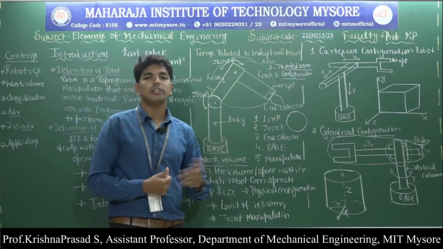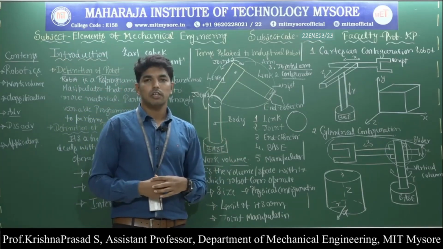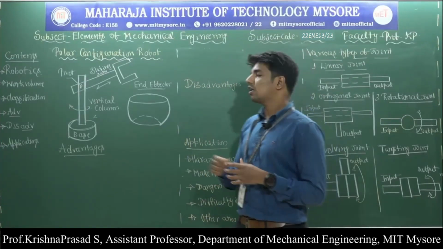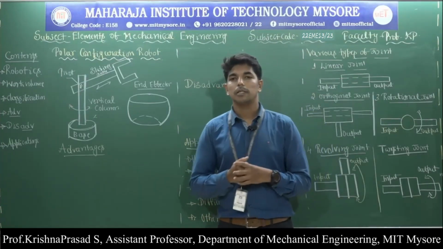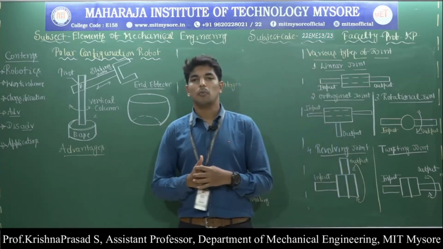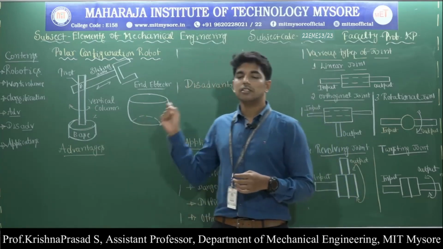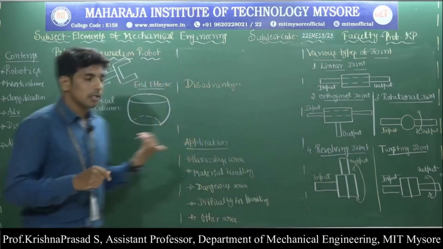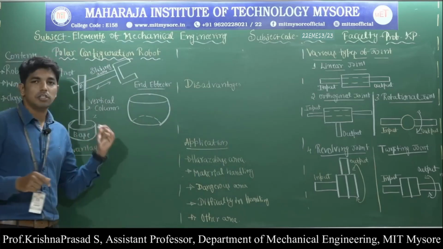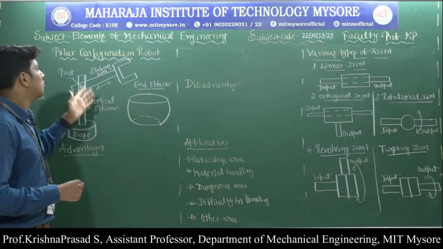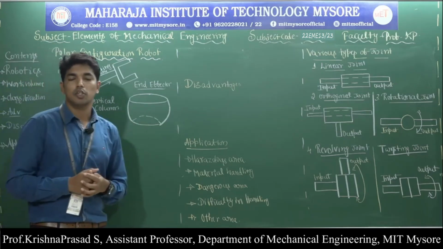Next, we are moving on to the last one, called the polar configuration robot. So what is meant by the polar configuration robot? It is very important. In this kind of robot, the motion traces a partial sphere. That's why it is also called the polar configuration robot.